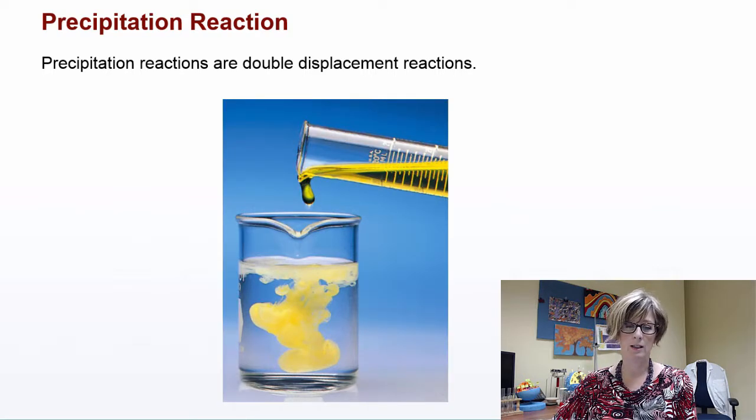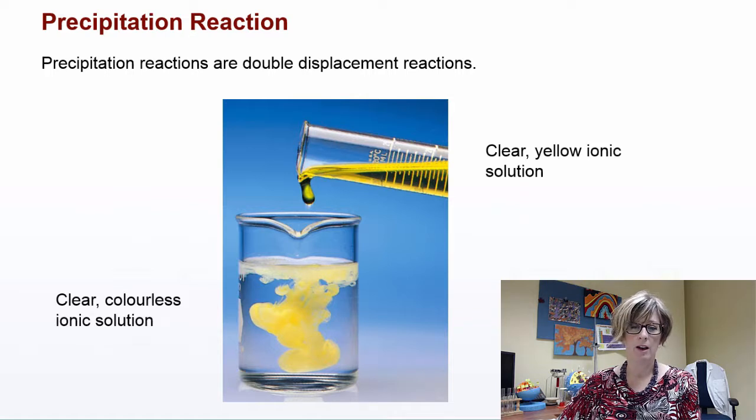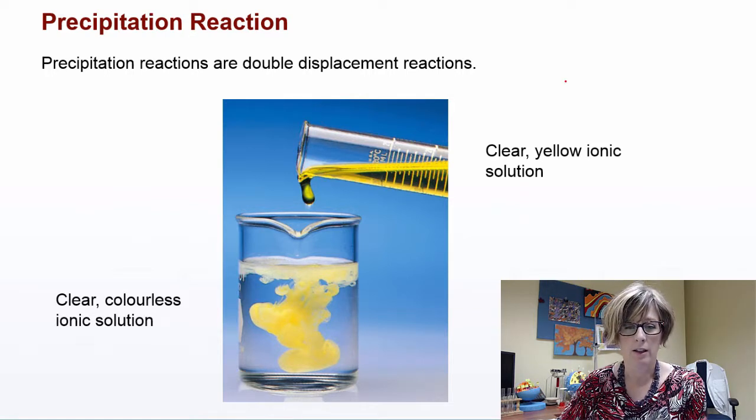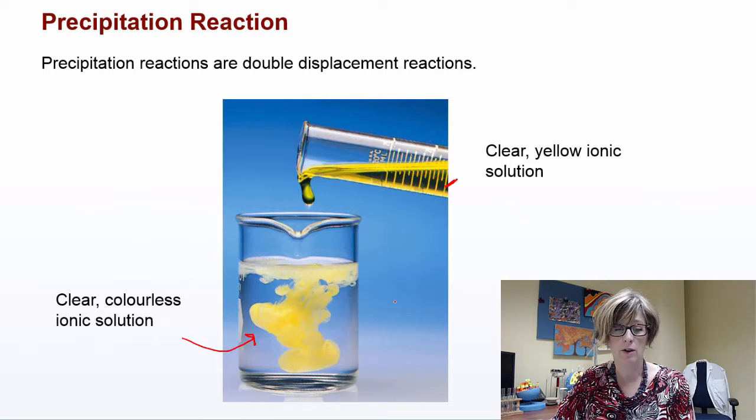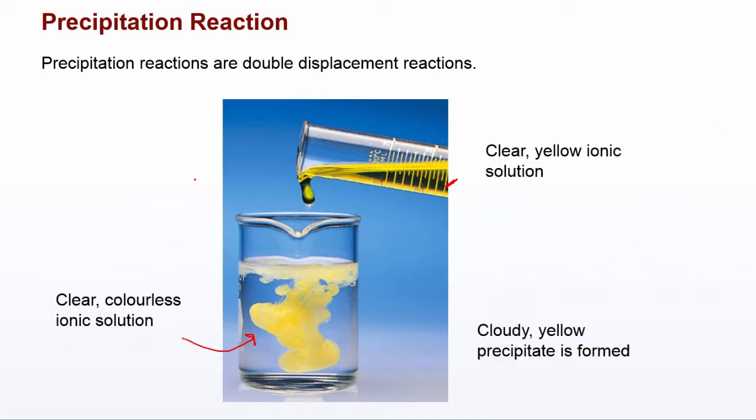So you can see in this picture here, we've got actually two ionic solutions. So this one's yellow, and it's being poured into this clear, colorless liquid in a beaker here. And then you can see you've got this cloudy yellow forming. This is actually the precipitate. So right here, that cloudy yellow stuff, that's the precipitate. And when you're looking at precipitation reactions, that's often how it'll look at first, is just kind of cloudy, and then that eventually settles to the bottom, and you can see that you actually do have a solid there.